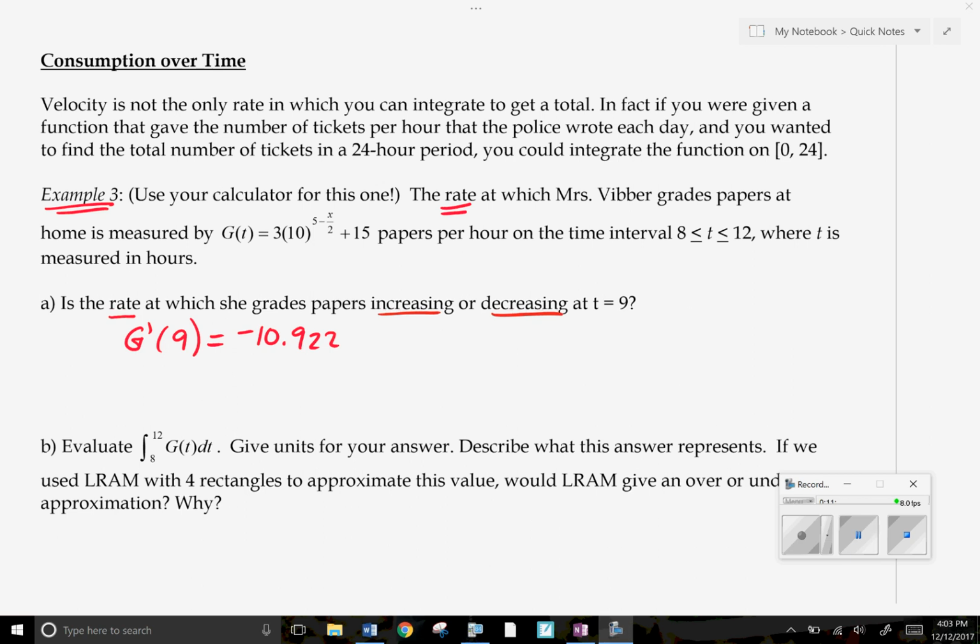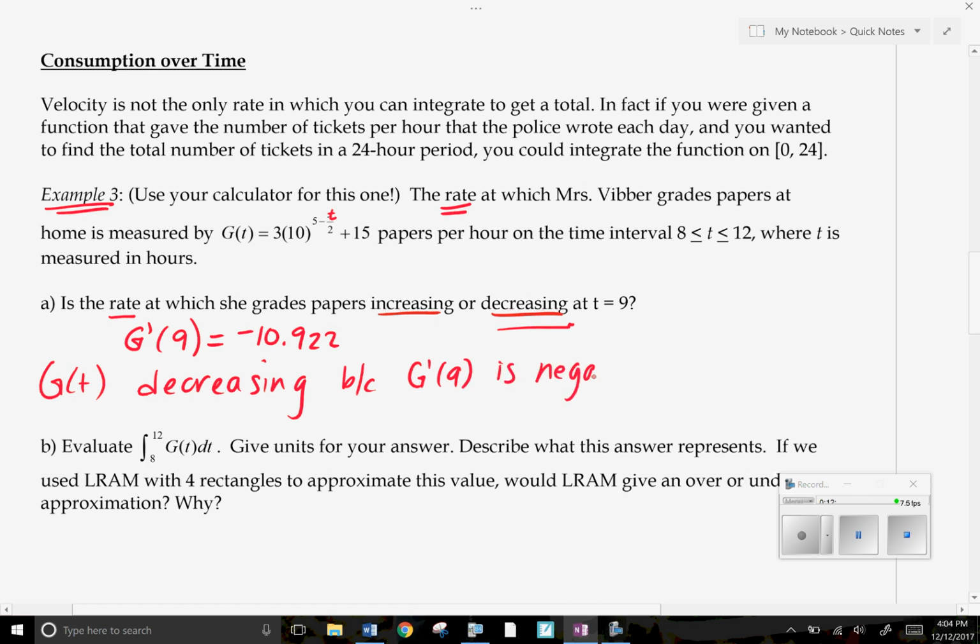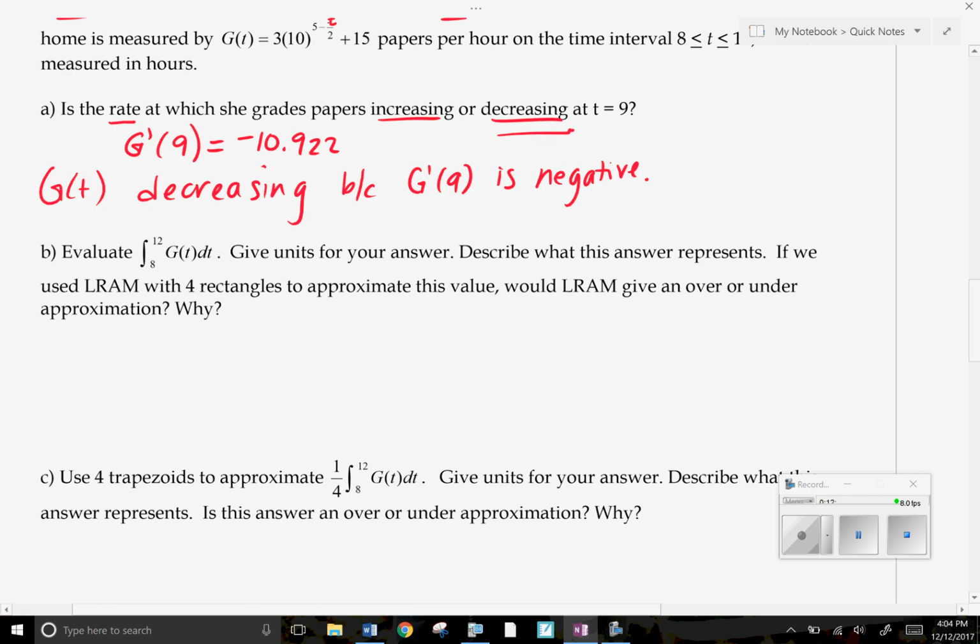Now, if my g prime is negative, that means the rate at which I'm grading is decreasing. I should write G of t is decreasing, or g of x. Oh, look at that. This is supposed to be a t. Sorry about that. G of t is decreasing because g prime of 9 is negative. Cool. All right, I'm at 12 minutes. Wow, I talked a lot faster than I thought I did.